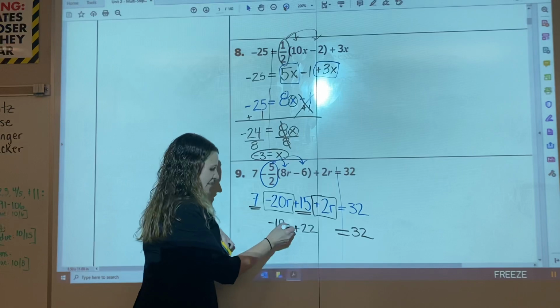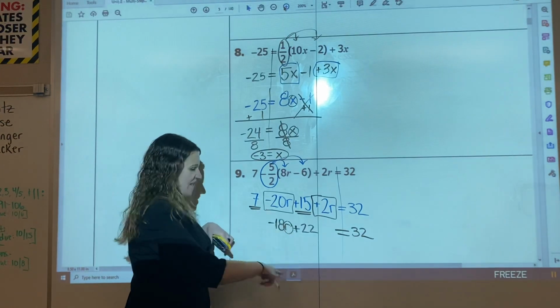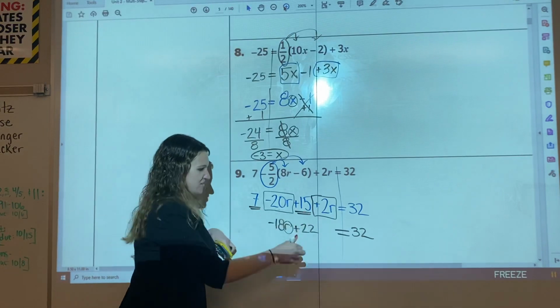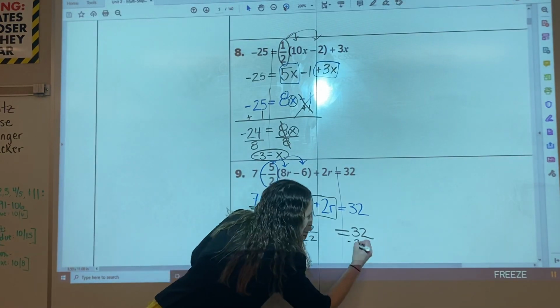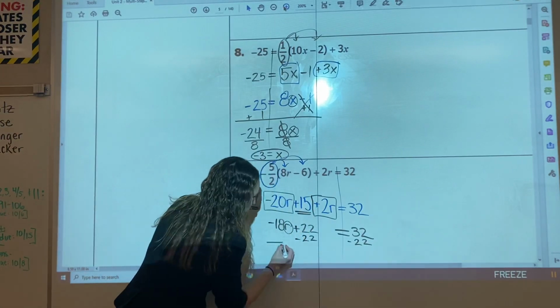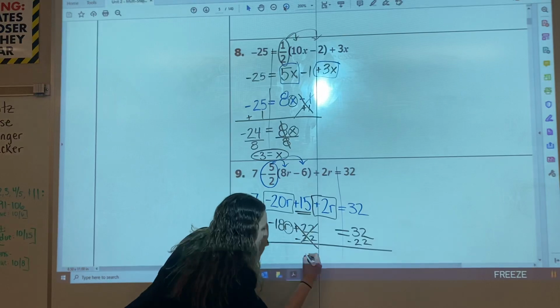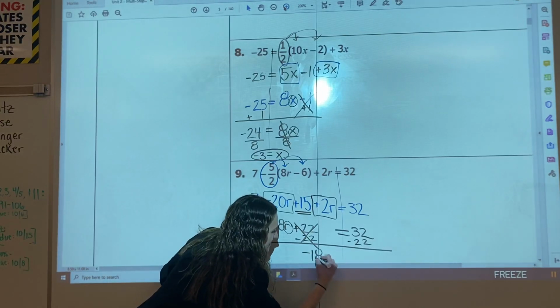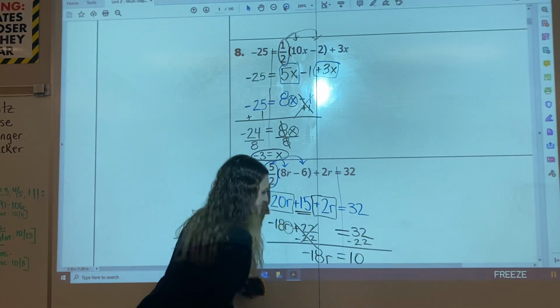Just like before, I want to get that variable by itself. So I'm going to subtract or add my constant to the other side of the equal sign. So let's subtract 22. Draw my line here. This goes away, and I'm going to bring down my negative 18r equals, and that's going to give me a positive 10.